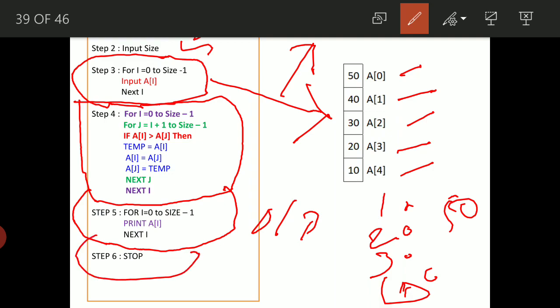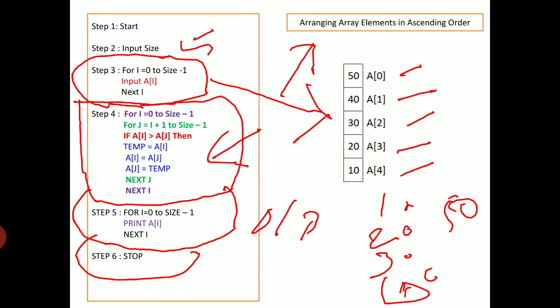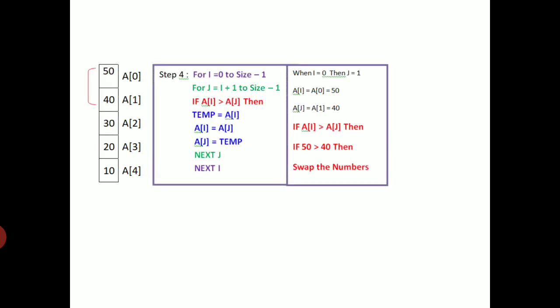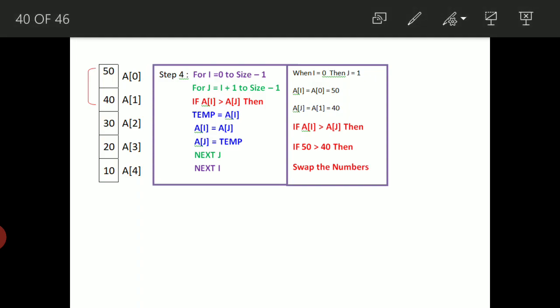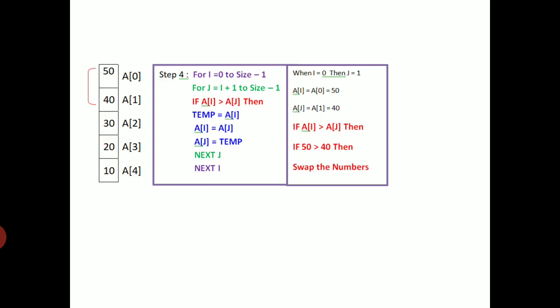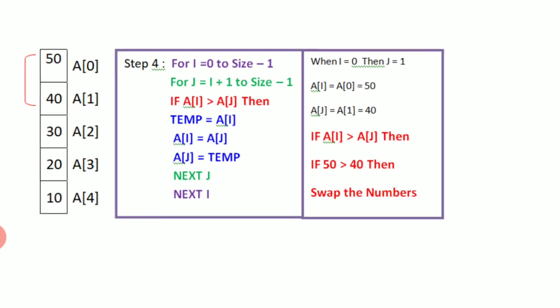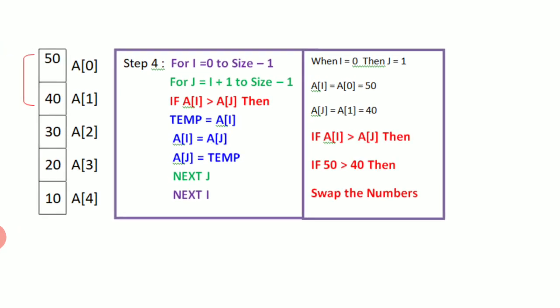But mainly we have to concentrate on which step? We are going to concentrate on the 4th step. We will see it in the next slide. Okay, see, clearly I have given the 4th step. You can observe it. What is the 4th step? For I equal to 0 to size minus 1.